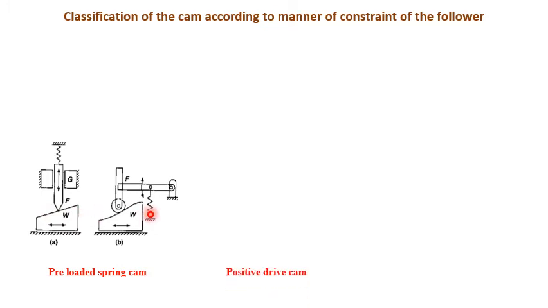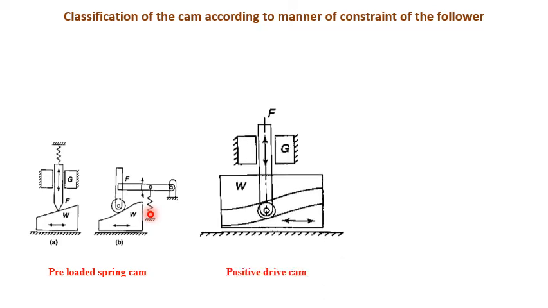Second type is positive drive cam. Examples of positive drive cams are the wedge cam and the globoidal cam. We can consider the globoidal cam a positive drive cam because of the shape of the cam, there is contact between the follower and the cam. In this case the follower is held inside the groove of the cam, therefore there is a physical contact between the cam and the follower.